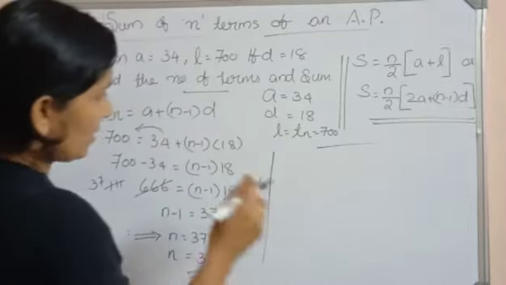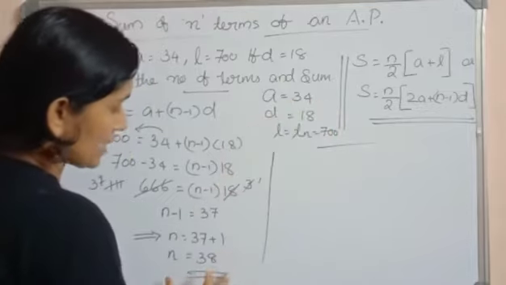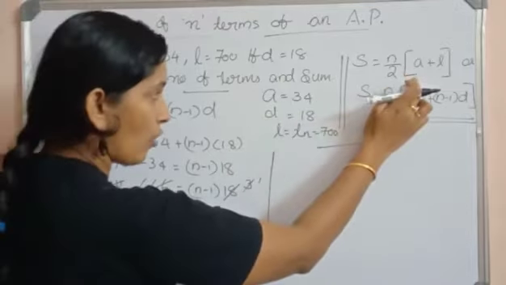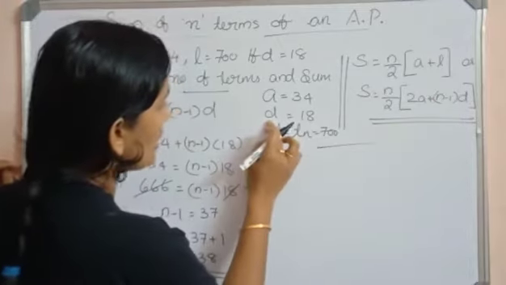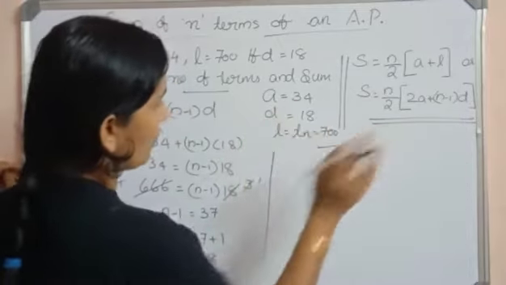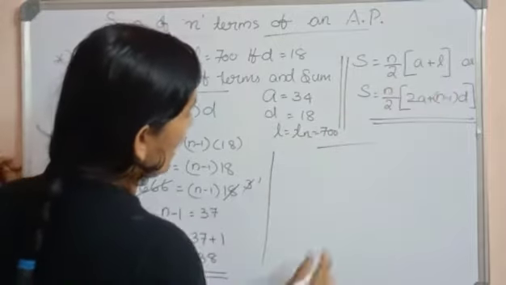So for the sum, you have the last term, you have the first term as well as the n. You can use the first formula. You can even use the second formula as well, because you have D also, A and n, everything is there. Whichever formula, you can use it. Let's go with the first formula.